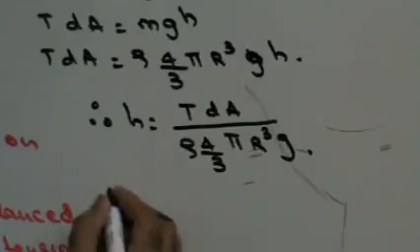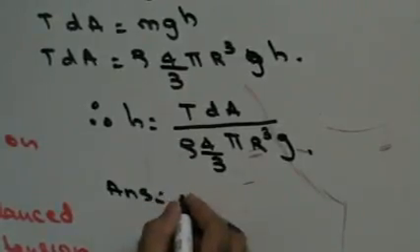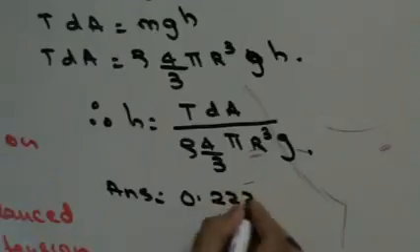You have all the values, you should be able to substitute and get this answer. The answer for this sum should be the height from where the mercury drop falls is 0.2228 meters. Answer, 0.2228 meters.